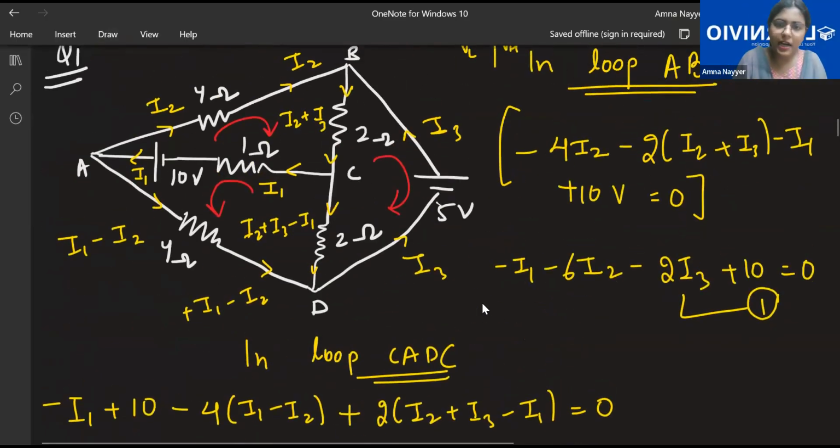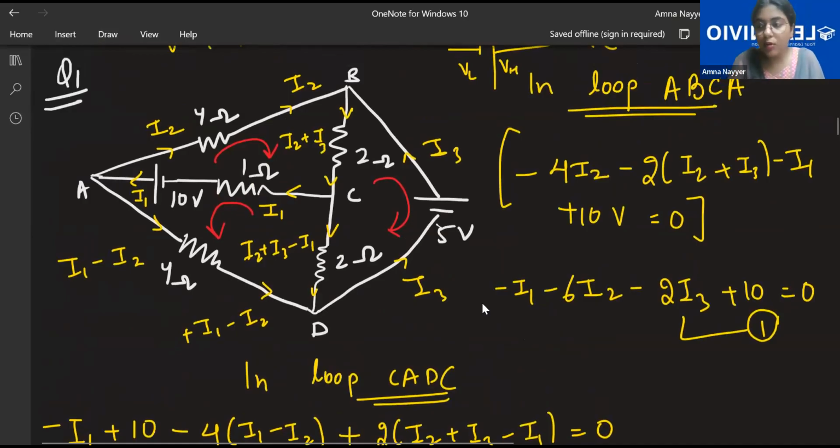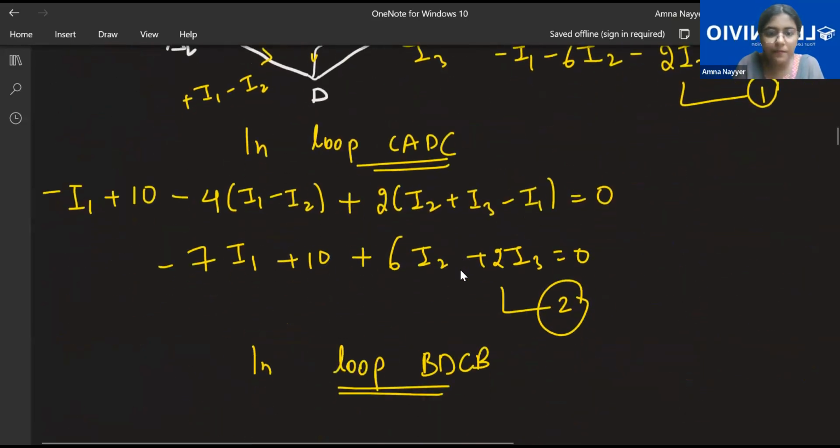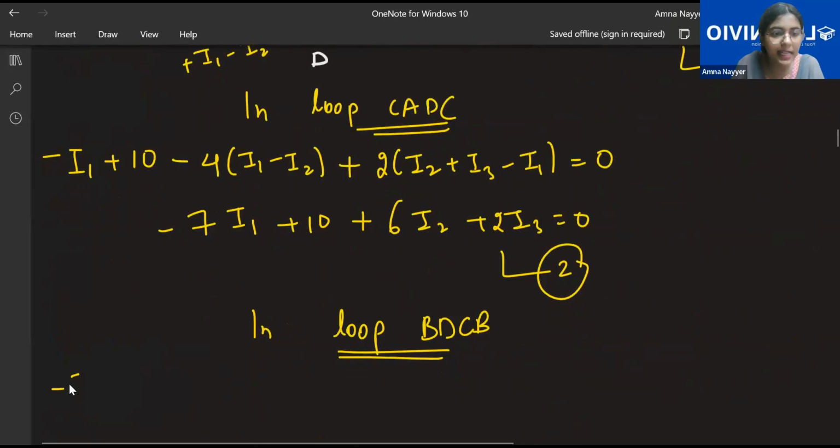In loop B, D, C, B, we have chosen the direction as clockwise. Now look, class, if I am moving clockwise, it is like this. When I'm coming here, the positive terminal is coming first. I'm getting the higher value of voltage first, and then the lower value. It's opposite to what we've studied earlier. So what did we discuss? Positive terminal first, then negative. So this will be minus 5.